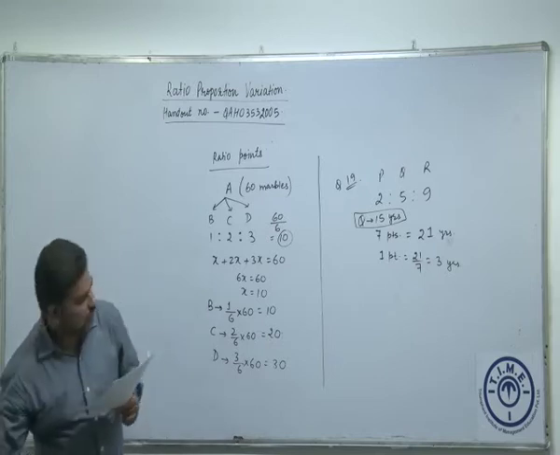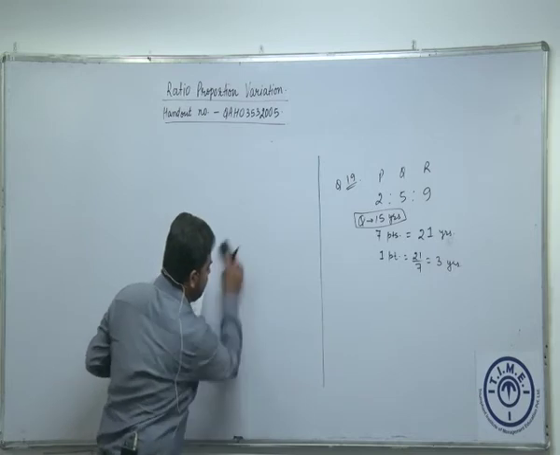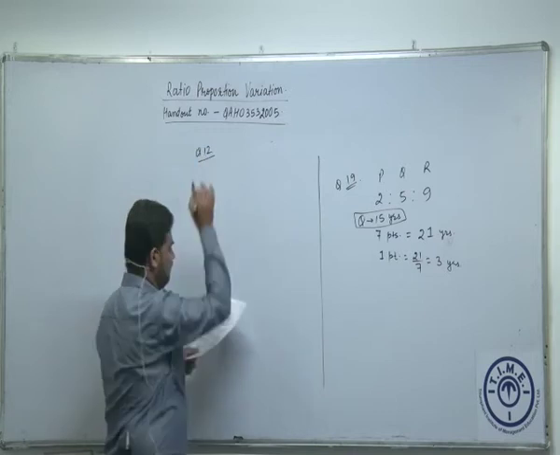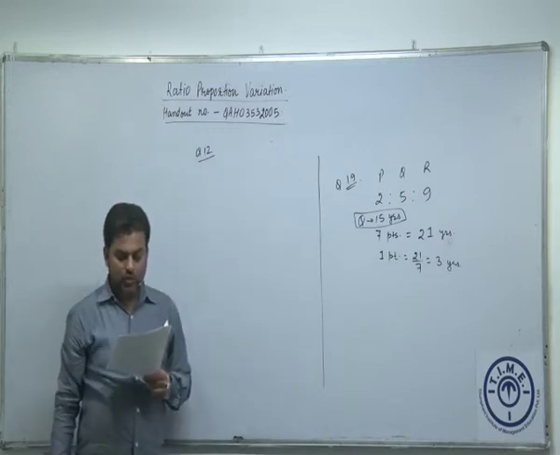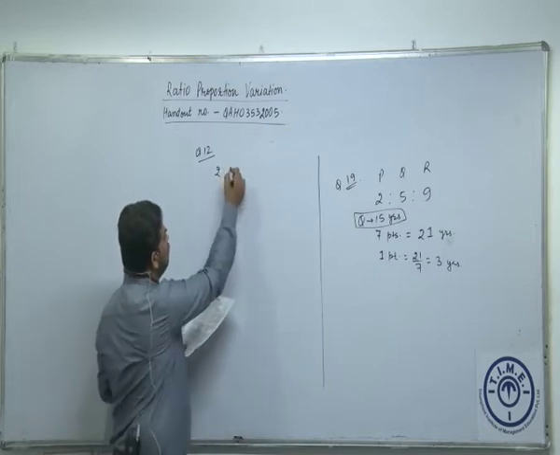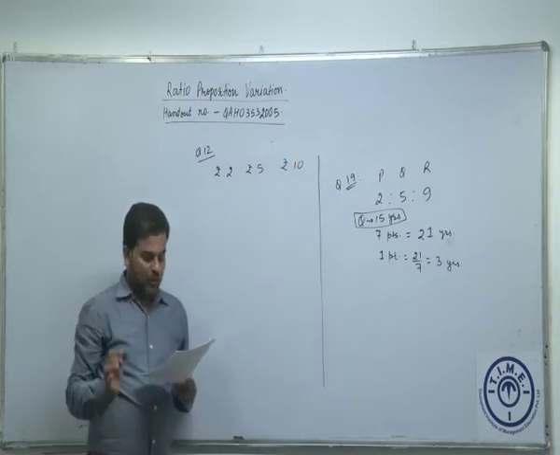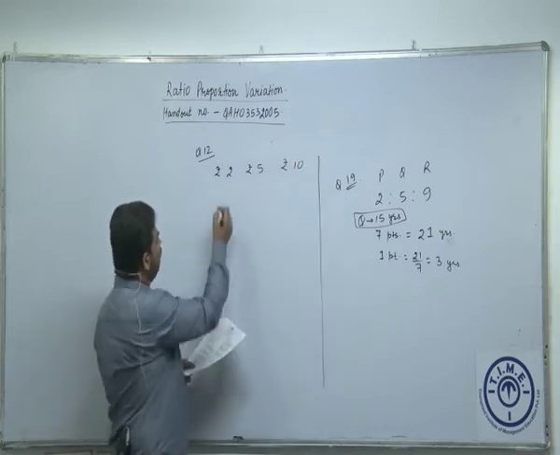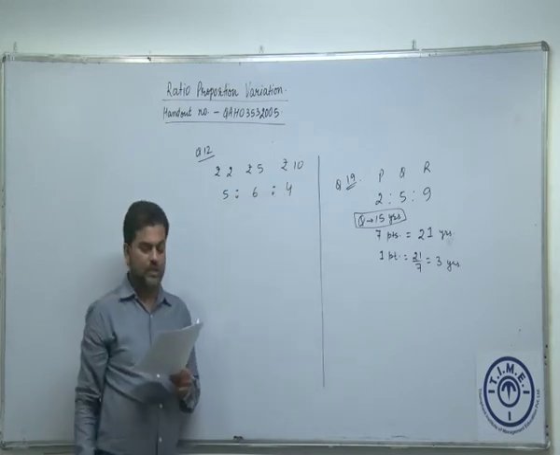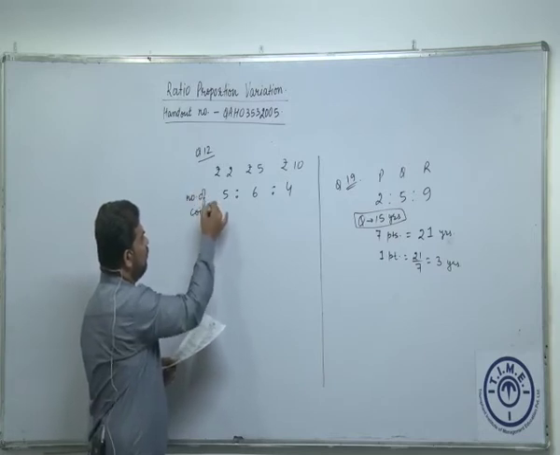So let's represent that question mathematically here. This is question number 12. A purse contains 2 rupee coins, 5 rupee coins and 10 rupee coins. So let's write it here: rupee 2, rupee 5, rupee 10. What is the ratio? 5:6:4. This is the ratio of the number of coins.